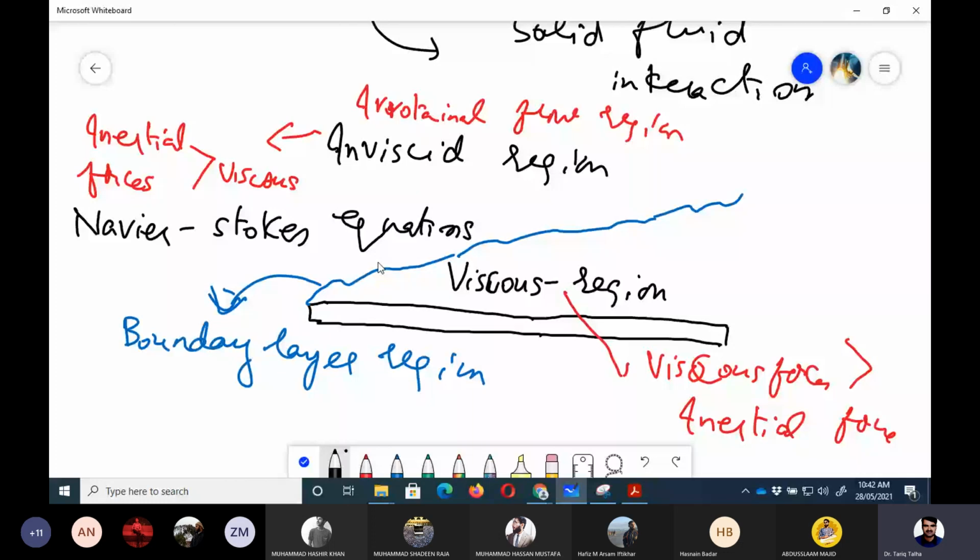So if you remember, I think in chapter number 8, we discussed that one parameter for that is boundary layer thickness. So boundary layer thickness is the distance away from the solid surface up till where the velocity is different from the free stream velocity.